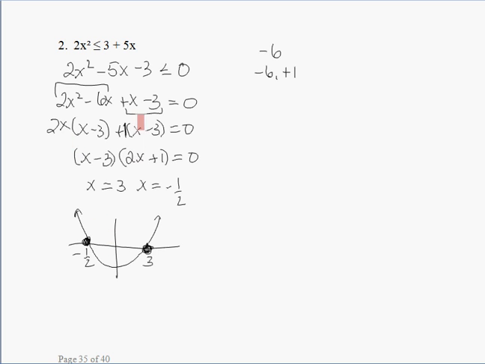And so therefore, since we want the function values to be negative, we want this region here in between those two numbers. That is going to be our solution set from negative a half to 3. And since the circles are closed, or since it's less than or equal to, we're going to use brackets. So therefore we'll say from negative a half to 3 is our solution. Or you could write it x is such that negative a half is less than or equal to x is less than or equal to 3.